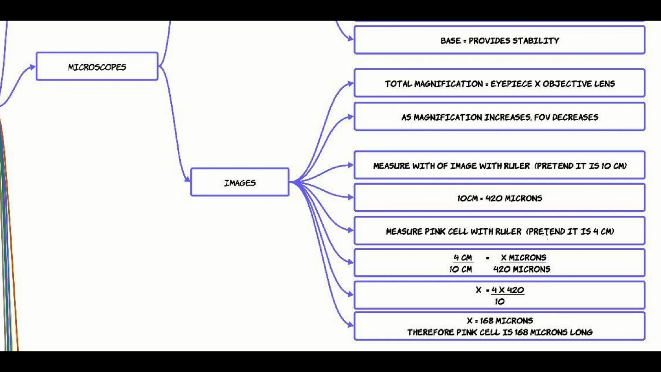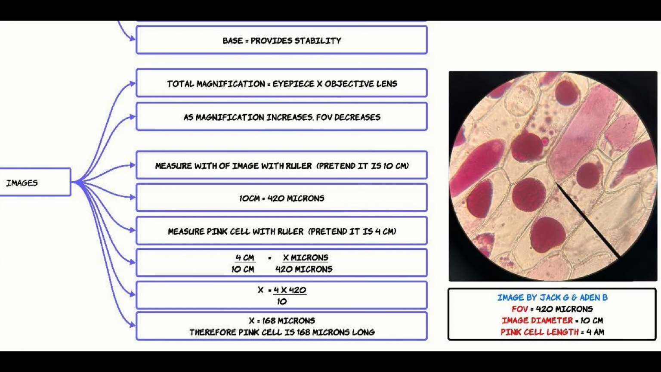When getting an image through a microscope, the total magnification is the eyepiece lens times the objective lens. As the magnification increases, the field of view decreases. Let's consider the image taken on the right-hand side. This was taken by Jack G and Aidan B. The field of view is 420 microns.